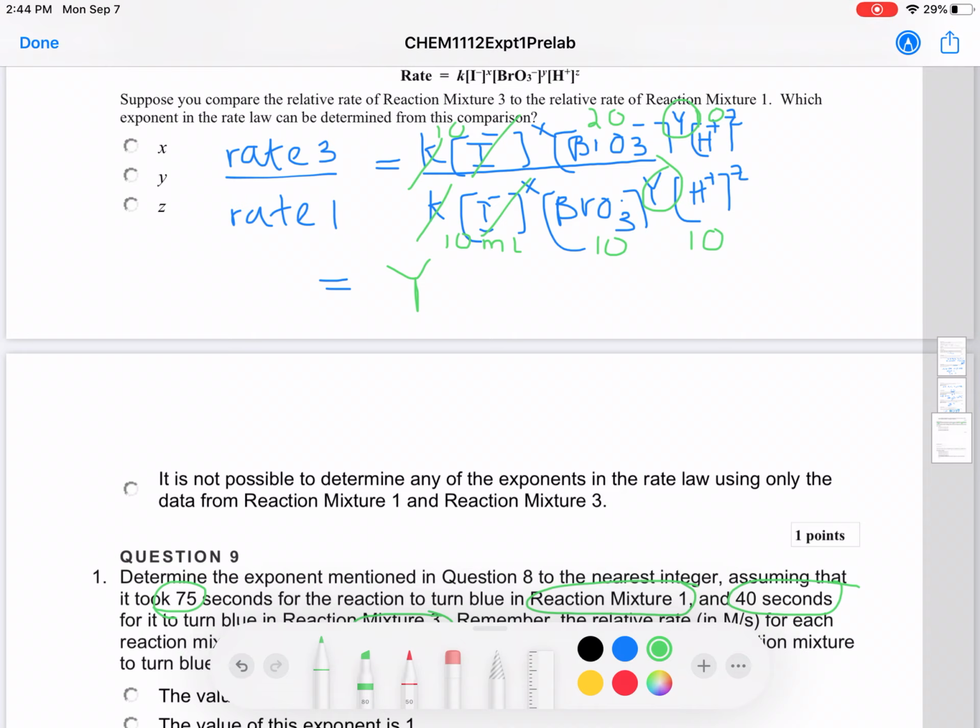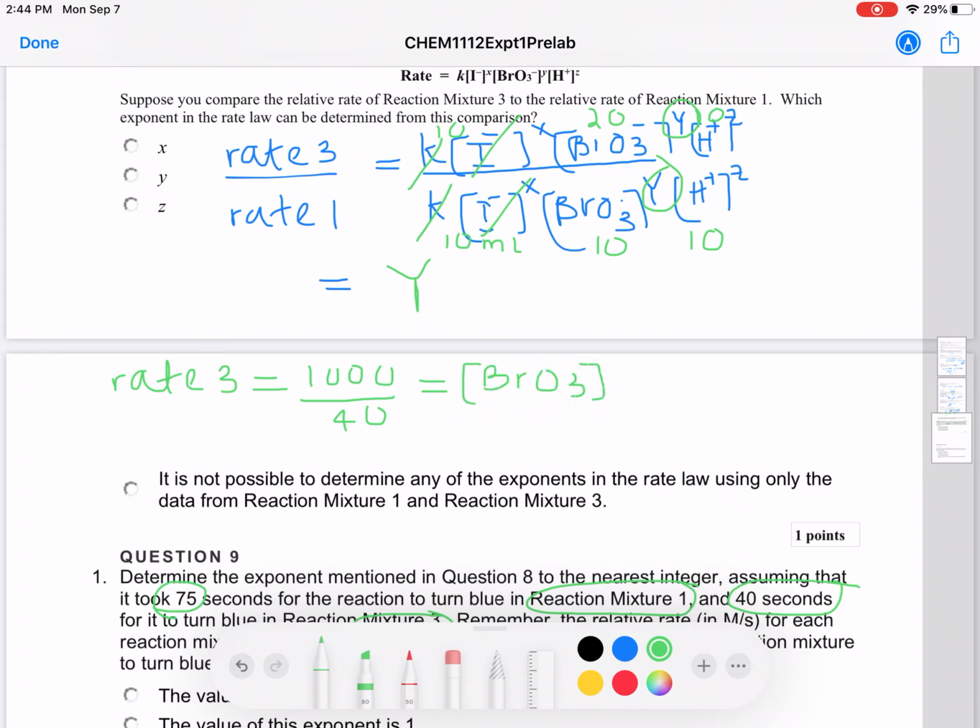So rate 3 is going to be, remember, the rate of the reaction is going to be 1000 over 40. Equals, and now you see everything cancels except bromate.